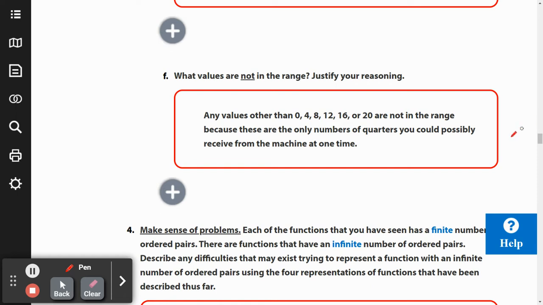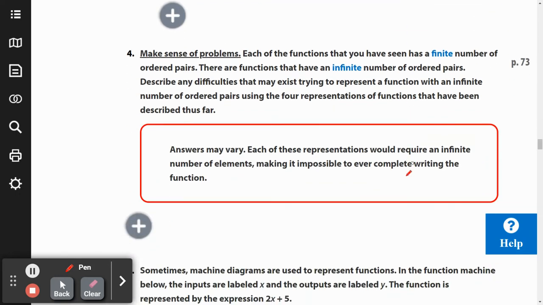If it's infinite, that means that it goes on. It means it has an unlimited number of elements. It means it would make it impossible for us to ever complete writing this function. We'd be at 100 billion trillion, right? And we still wouldn't even be close to writing out the total number for this.